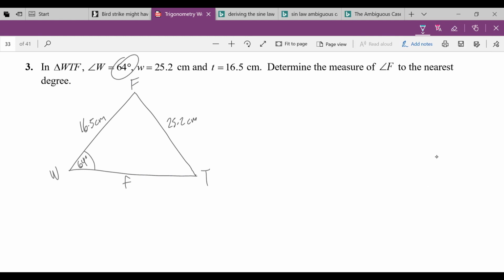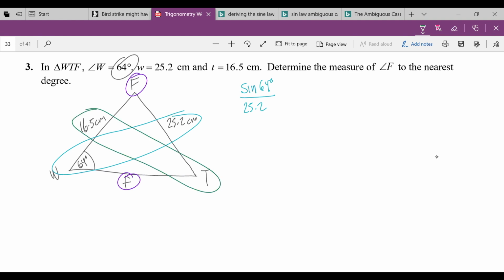Well, the good news is that I've got an angle and opposite side pair, so I know that sine 64 degrees over 25.2 is going to be a good thing to do. But the problem is that I have neither big F nor little f, so I can't use that angle pair yet. But I think I can get there by looking at this angle and opposite side matching pair, because I know that sine of angle t over 16.5 will give me an equivalent relationship.